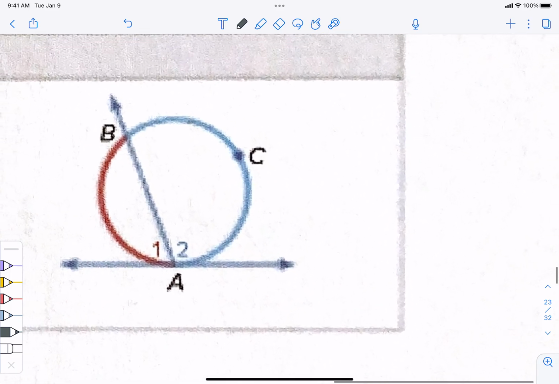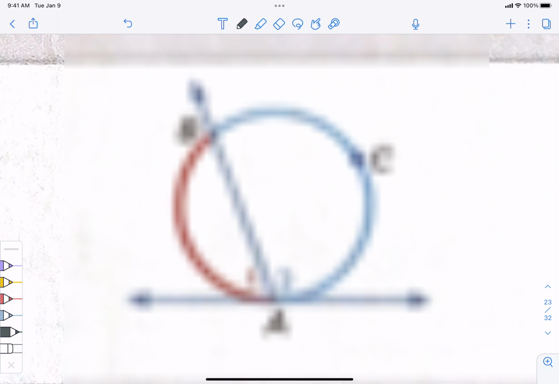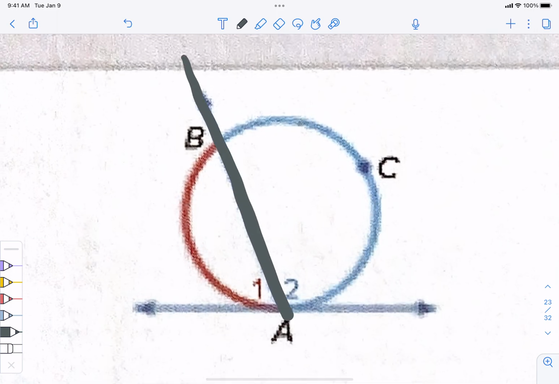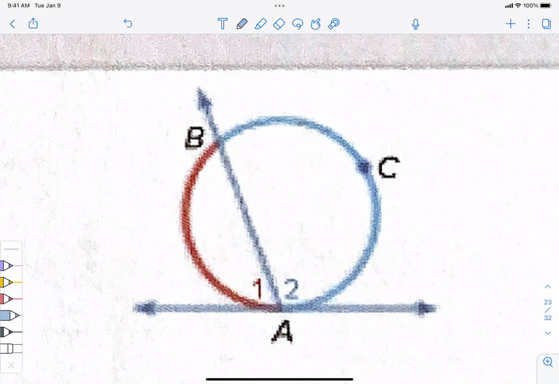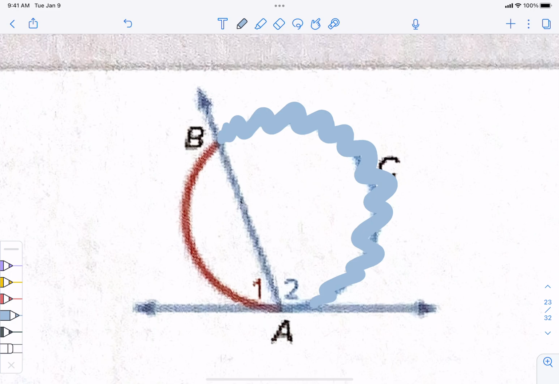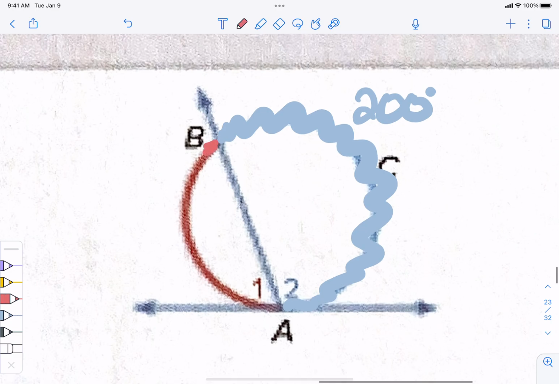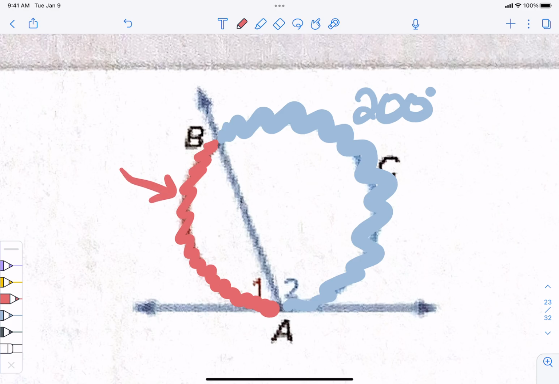So this is concept number 2. We have a line right here. What's this guy called? That's a secant, and this guy is a tangent. We have a secant and a tangent that are intersecting each other. And this arc, let's say, is 200 degrees. Then we have this arc on the other side of it. It splits, not in half, but into one section and the other section. How many degrees would this be? 160.